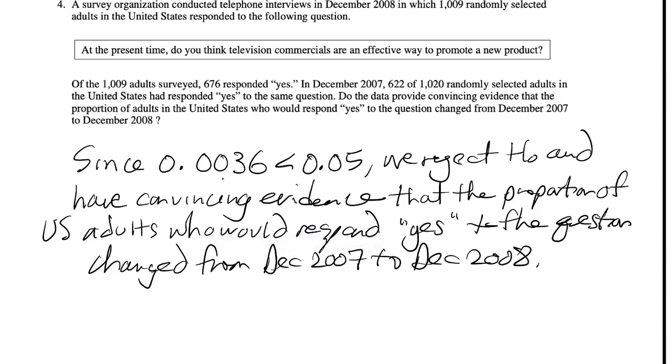What type of error might we have made? We may have made a type 1 error. We might think that it has changed. We found evidence that it has changed, but the evidence led us astray. In reality, there is no change in the proportion of US adults who would answer this question.